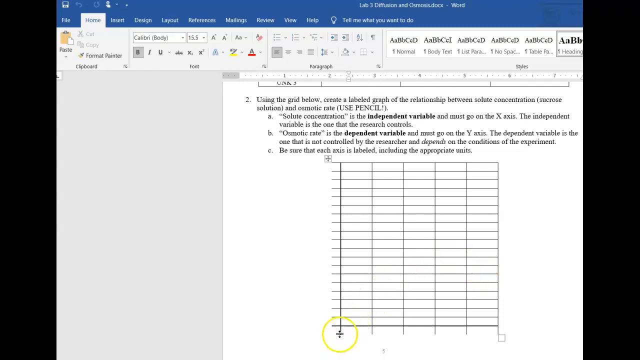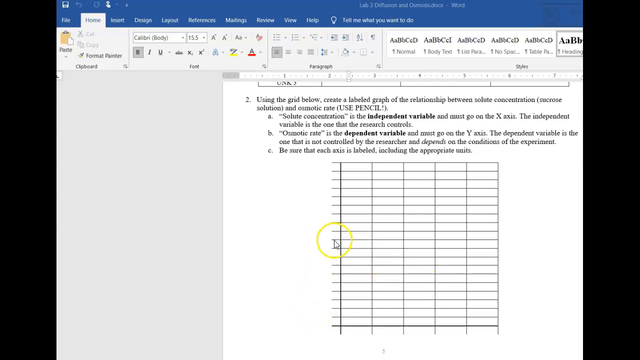You just have to make sure that your independent values, the ones that are going on the x-axis, are going to be the solute concentrations. So here you should have something that looks like 0%, 10%, 20, 30, and 40%, because those are your independent variables. On the y-axis, you're going to have your dependent variables. In this case, this is where you're going to mark your osmotic rates. So you'll have a different scale here, but it will be for the osmotic rates. Then you can do it either way. If you want to do bars, you can do bars. If you want to do a scatter plot, you can do a scatter plot.